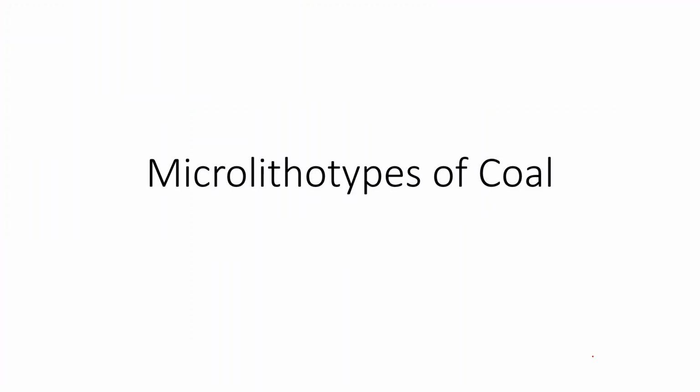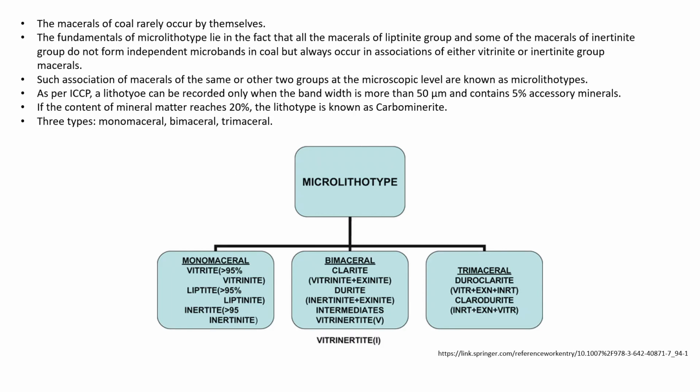So we had studied about the macerals of coal. Now we shall look about the microlithotypes of coal. It is seen that the macerals of coal rarely occur by themselves. It means that you will rarely find a maceral of liptinite group or some macerals of vitrinite group occurring individually as liptinite or inertinite maceral.